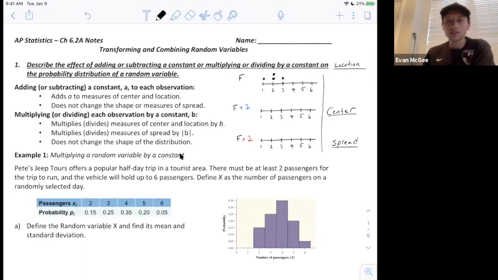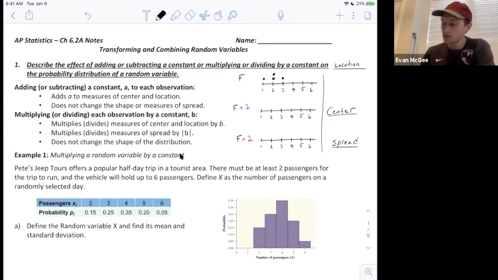This is the 6.2a video. We're going to look at describing the effects of adding or subtracting a constant, or multiplying or dividing by a constant, on the probability distribution of a random variable. This is actually going to be quite similar to what we've done in chapter 2 where we transformed distributions. Now we're going to transform probability distributions, and you'll see that the same principles apply.